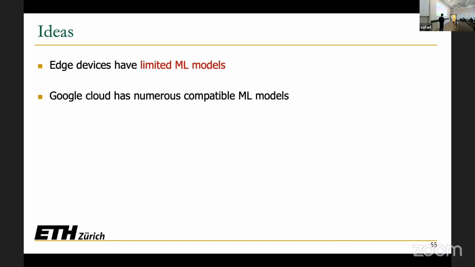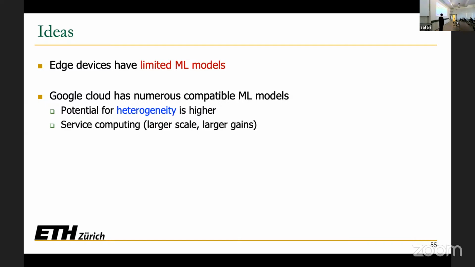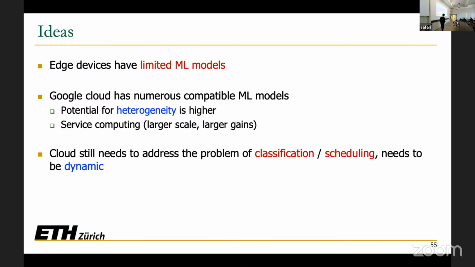the Google Cloud, which has multiple compatible machine learning models. In the cloud, the potential for heterogeneity is higher. Google offers a service called server computing, which is just larger scale than edge computing. So you often get large gains as well. The cloud, however, still needs to address the problem of classification and scheduling, which needs to be dynamic, which is a similar problem that is dealt with in the edge GPU case.